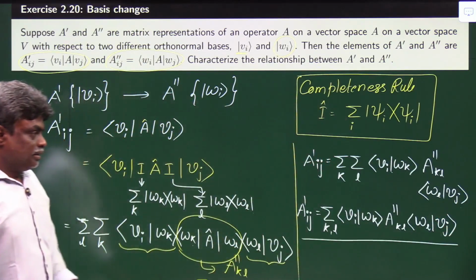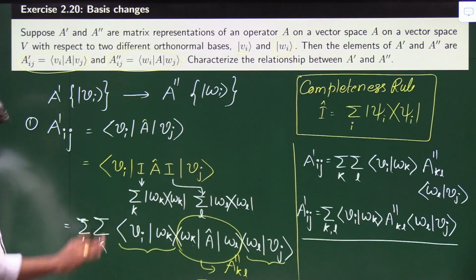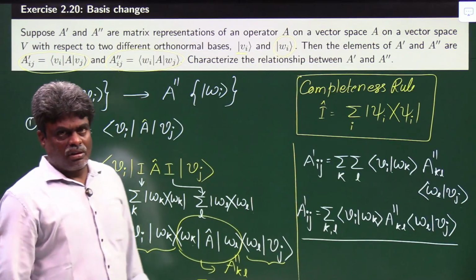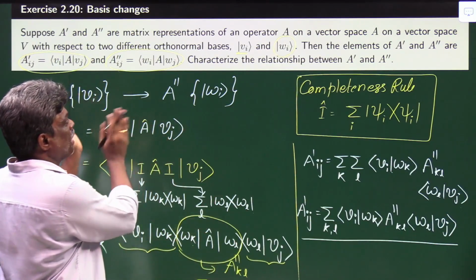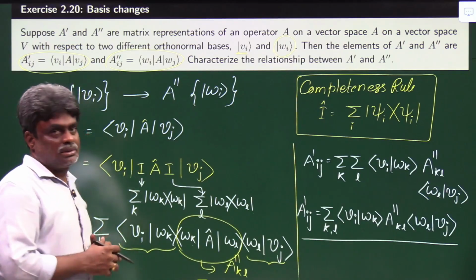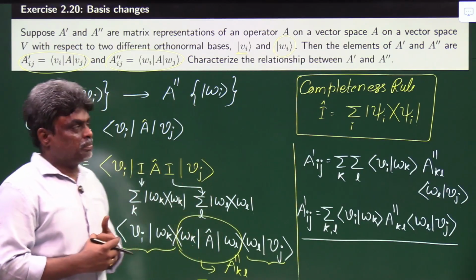That's it. So this is the transformation of these matrix elements, of course, right? This is the transformation from one basis to another basis. So if you have any doubt, please contact.